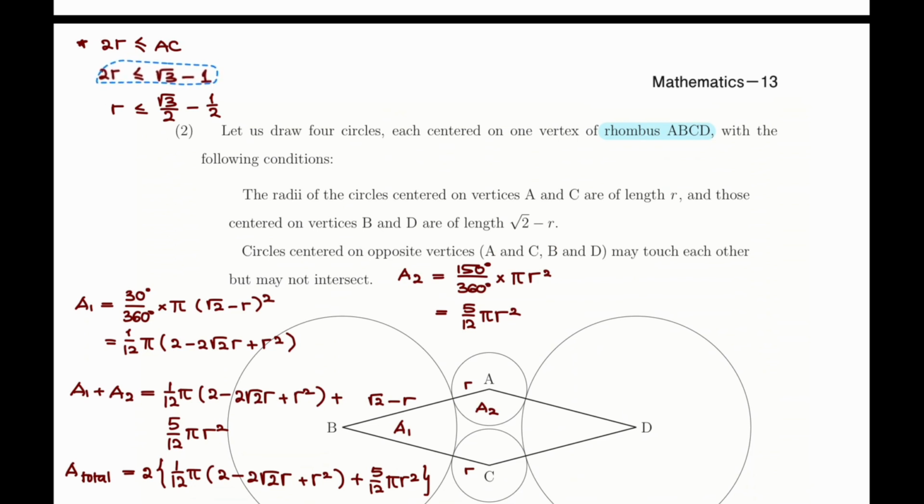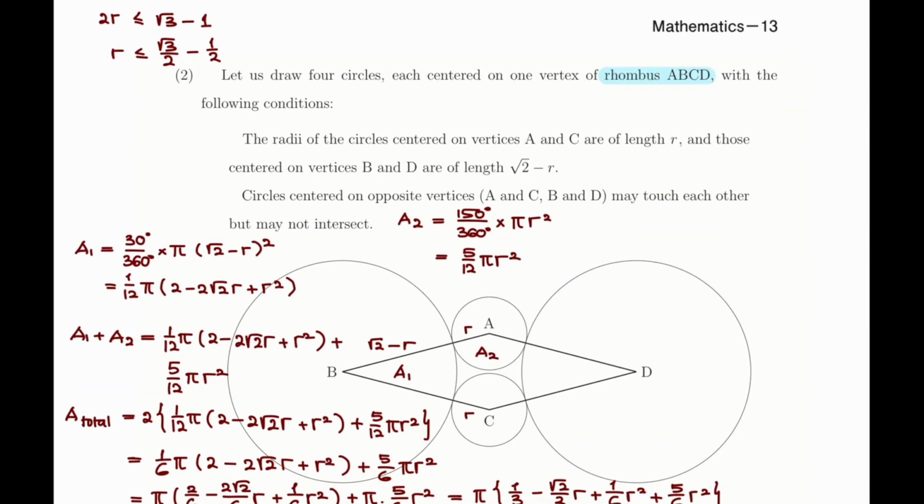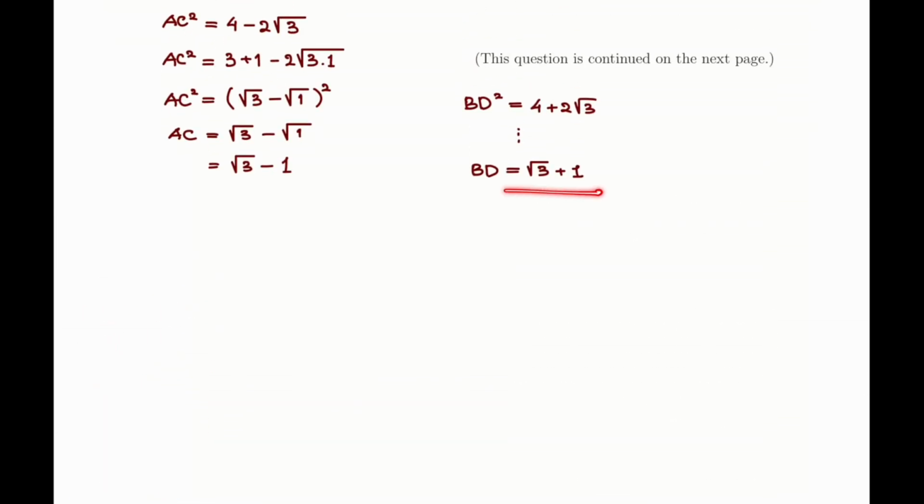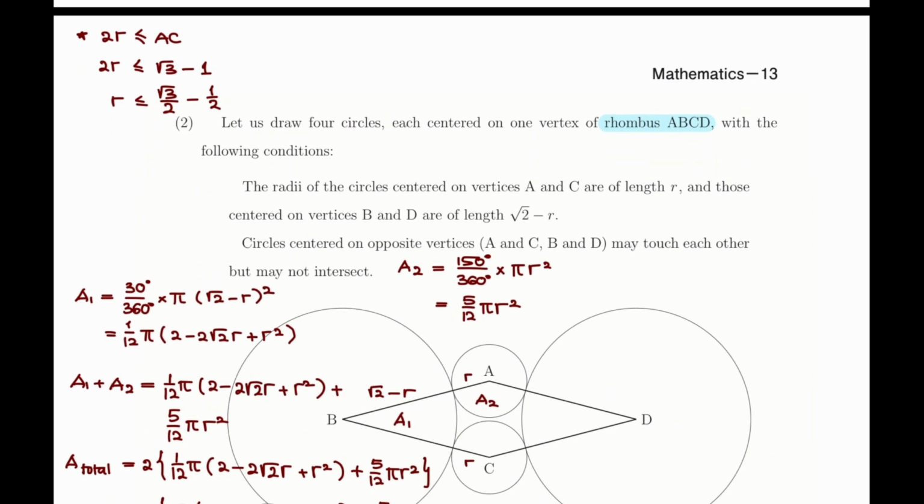And then of course the second condition is that the radius of this large circle plus the radius of this large circle must also be less than or equal to BD. We already found BD. BD is square root of 3 plus 1. So 2 times the radius of the large circle, which is square root of 2 minus R, must be less than or equal to square root of 3 plus 1. This is BD.